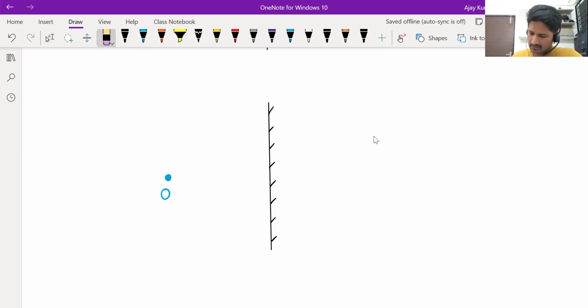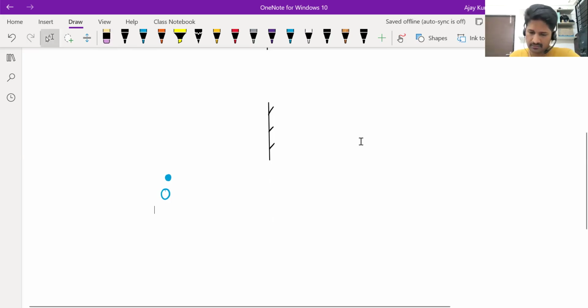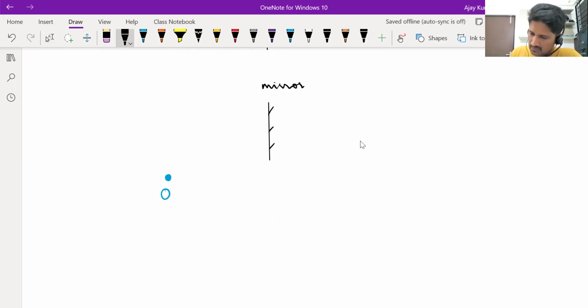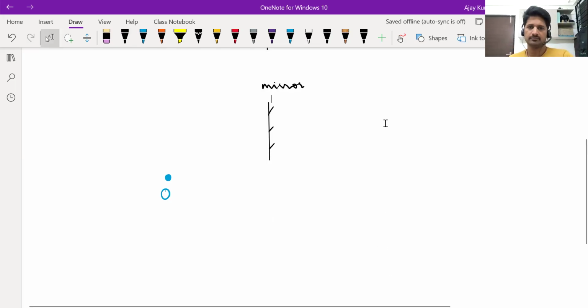What if the mirror only extended from there to there? Okay, suppose this is the mirror. Will an image still be formed? If yes, where will it form? Top right corner.